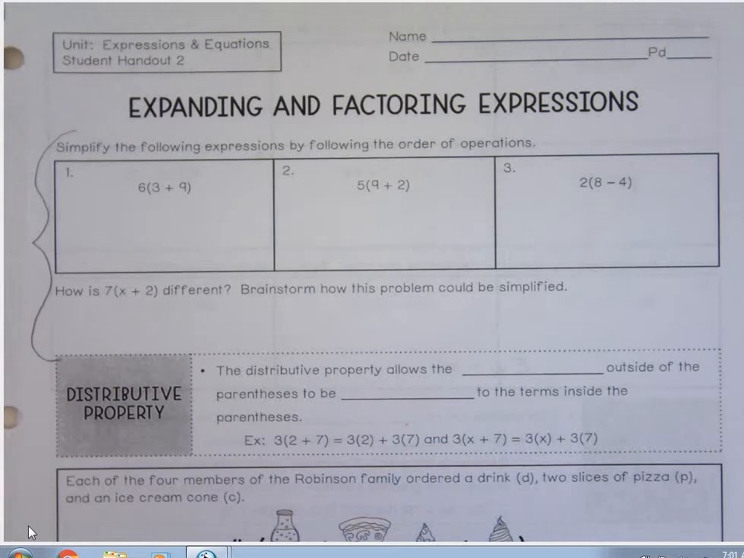The title of our worksheet is Expanding and Factoring Expressions. And so use your understanding of the distributive property to work 1 through 3 and answer the question below. Pause the video.